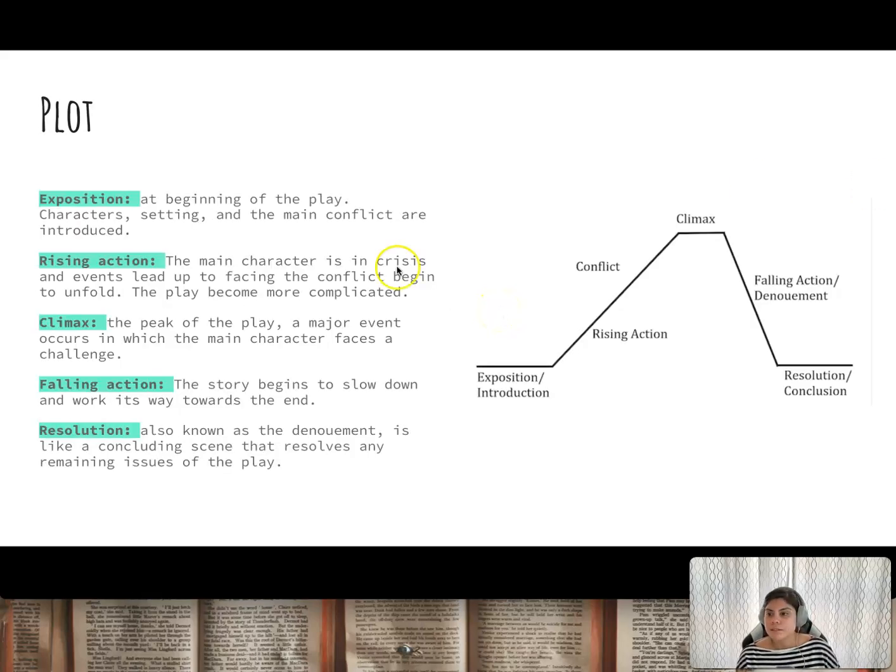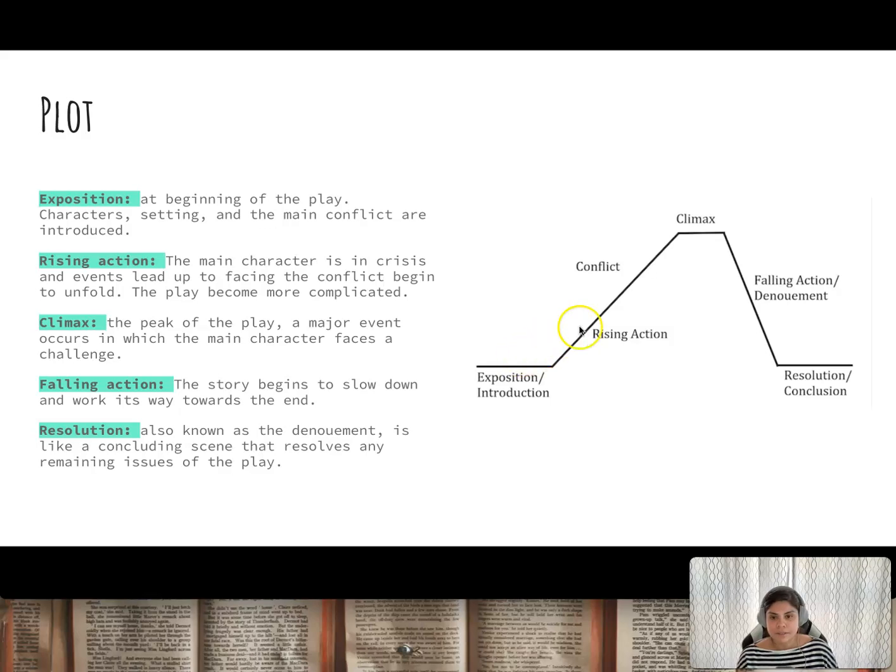Okay, so here we have plot, and we have a really cool image right here that kind of puts it into a visual for you if you're a visual person. First, we start with the introduction or the exposition. So this really introduces the characters and the situation, usually at the beginning of the play. It'll also introduce the main conflict.